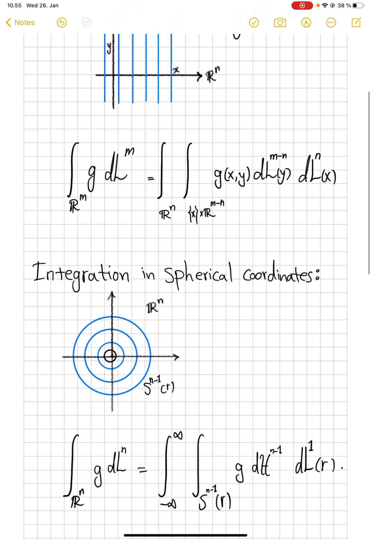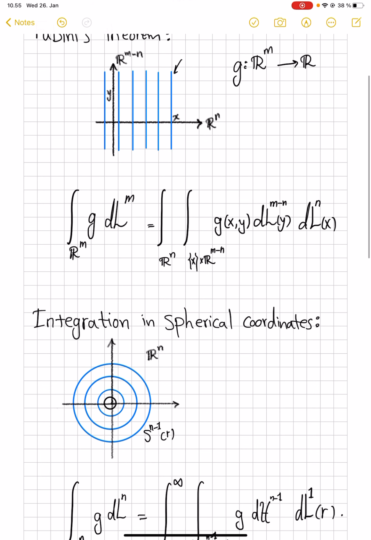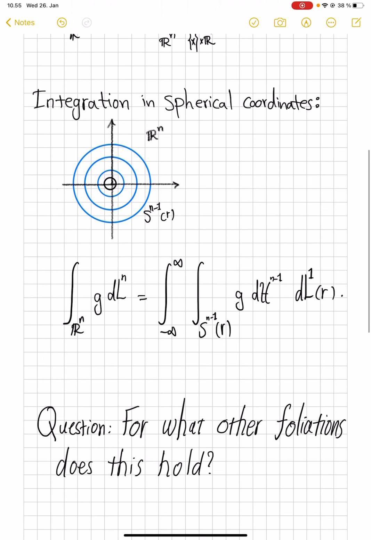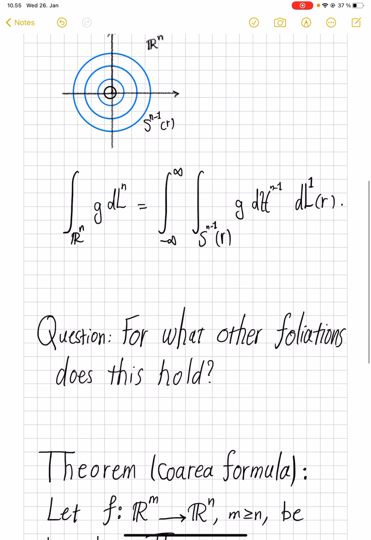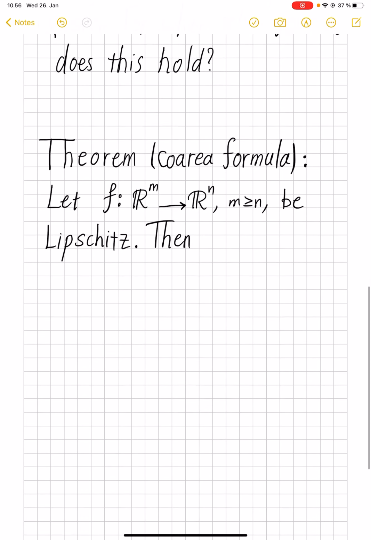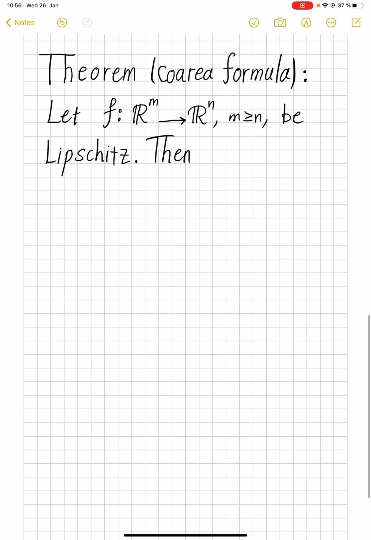So what do these questions have in common? What do these theorems have in common? What they are saying is that to integrate a function, you can first integrate over a certain foliation of the space. And in these two pictures, the foliations are quite nice and geometric. So the question becomes, for what other foliations does this hold? When can you do this same thing? How nice should your foliations be? And the Coarea formula is a surprising answer to that question.